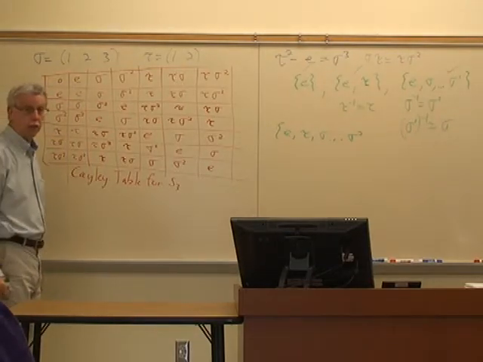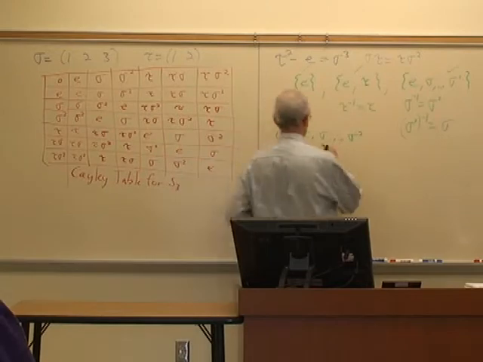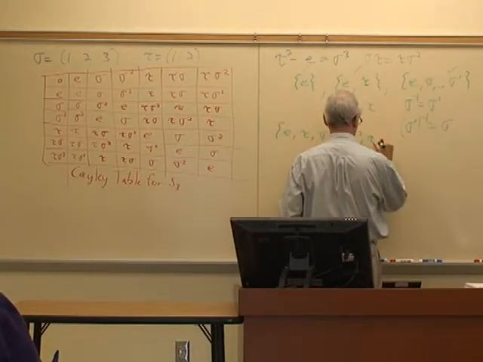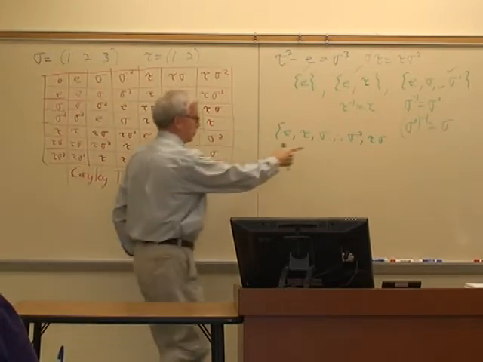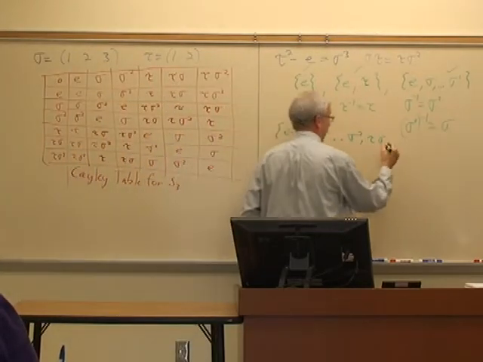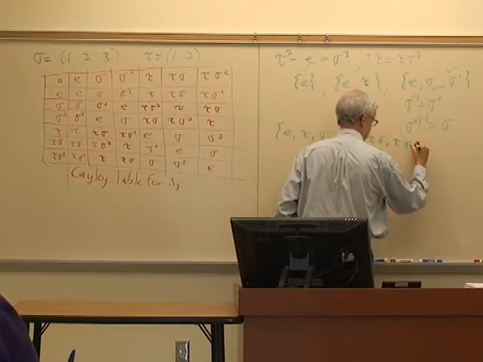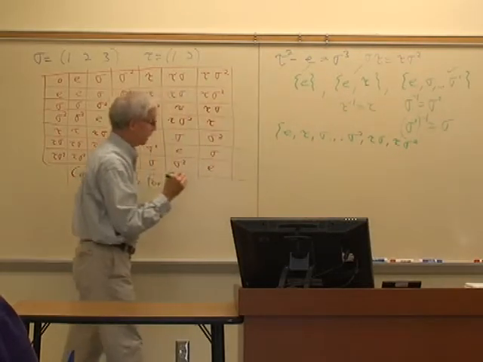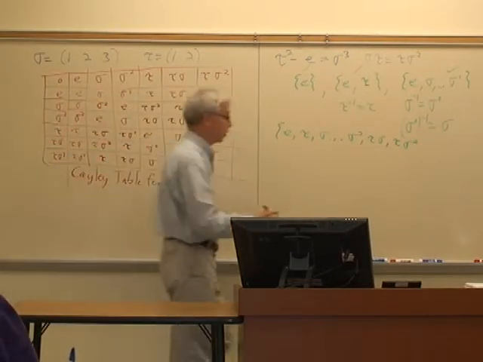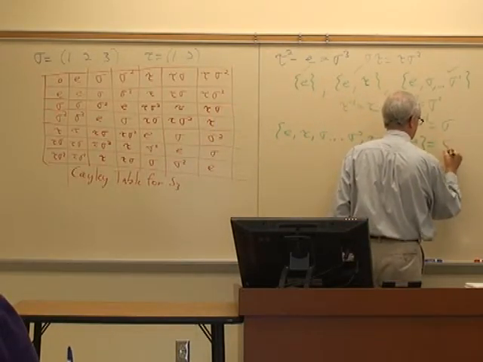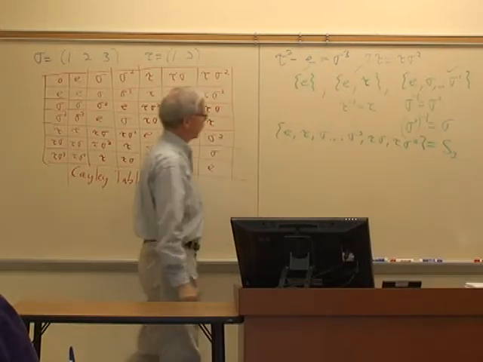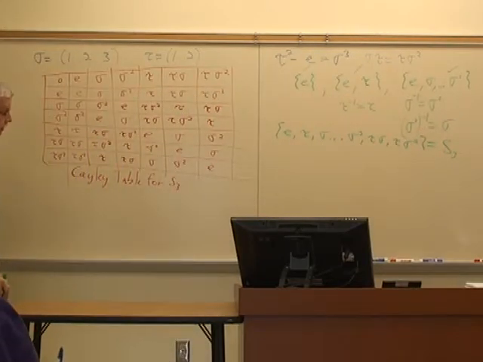What else am I going to get? What other new element am I going to get? Tau sigma, right? This tau times sigma has to be in there. Tau sigma squared. Yeah, now because I've got sigma squared, I've got tau sigma squared. And how many elements is that? That's 6. That's the whole thing. So any attempt to add another thing gives me the entire group. So I only have 2 proper subgroups of S3.